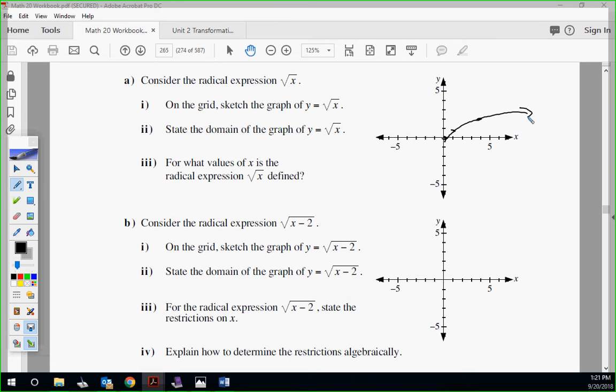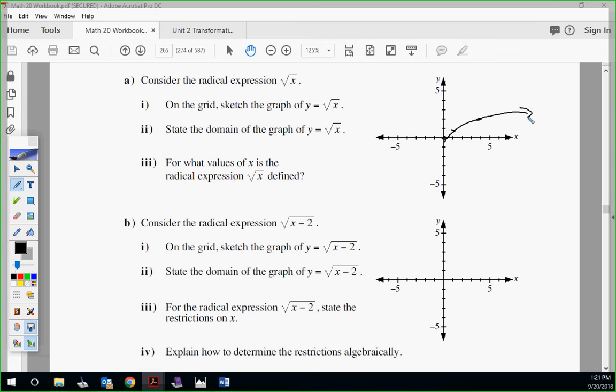Notice there's nothing over here, and there's nothing down here, because I can't plug in a negative x, and whatever I plug in will never be negative, because when you square root something, it won't be negative. That's what restrictions are.